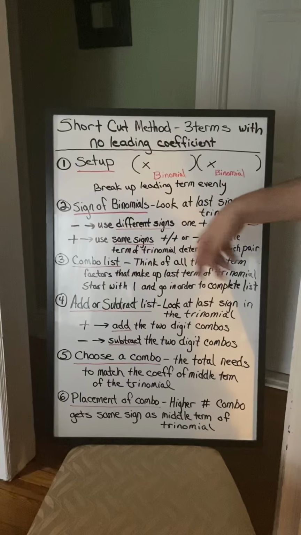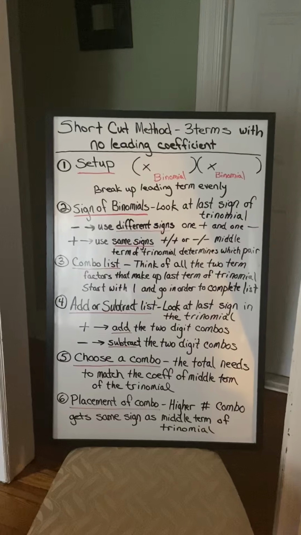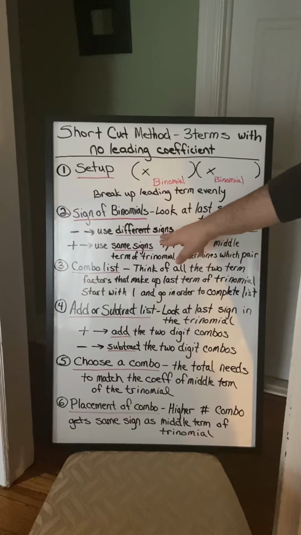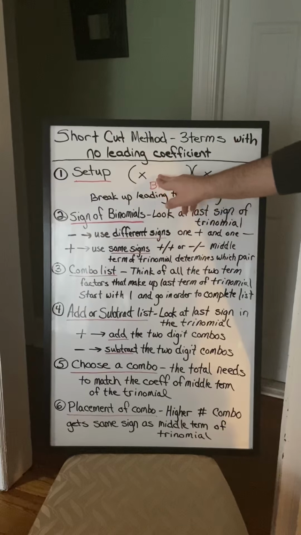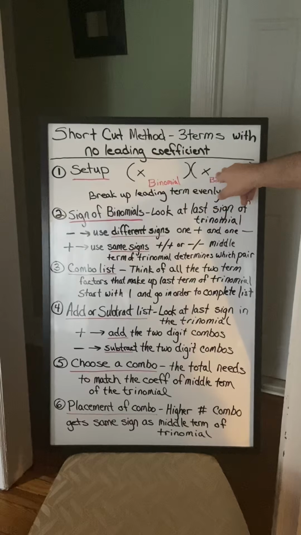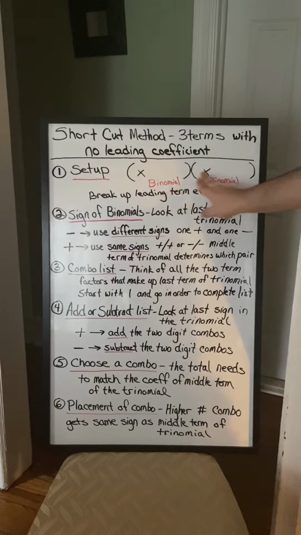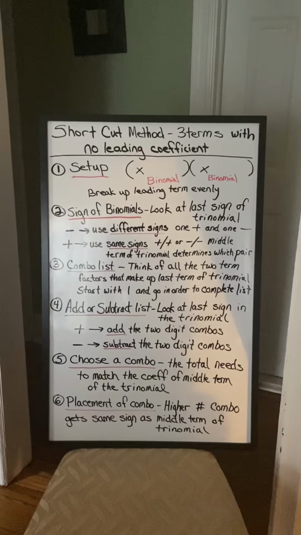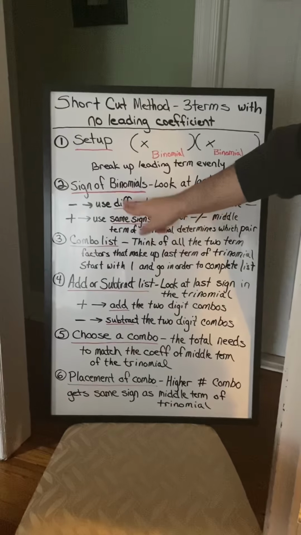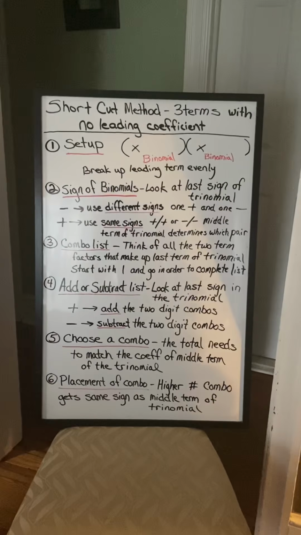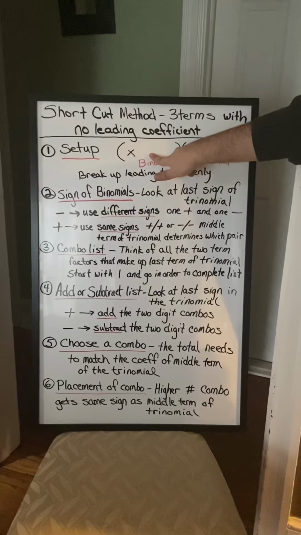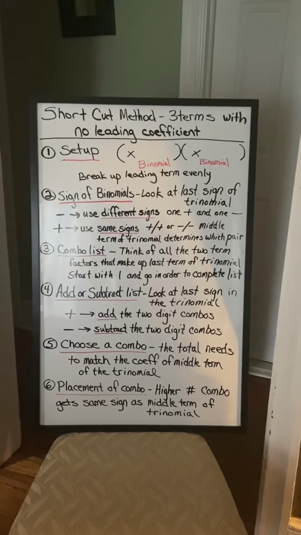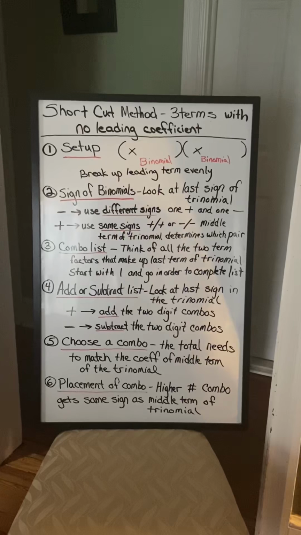So to determine what type, look at the last sign of the trinomial. If the last sign is a minus sign, we're going to use different signs. That means 1 plus, 1 minus. I always put the plus first and here the minus, but it doesn't matter. As long as one of them get a plus sign and one of them get a minus sign, you're good. If the last sign of the trinomial is a positive, that means these two have to match. They have to have the same sign. Either 2 positives or 2 negatives.